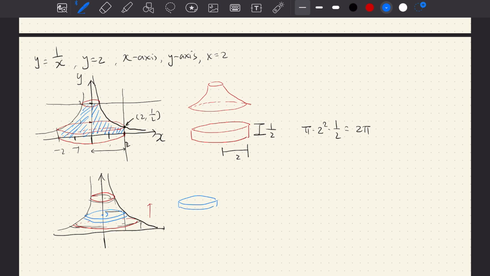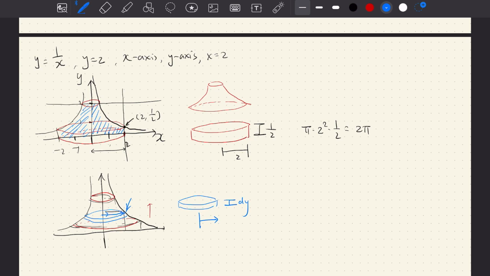first, because we're cutting this solid along the y-axis, the height here should be dy, right? And then here you have a cylinder-like disk. So we want to find the radius of this disk. To find it, you have to go back to the Cartesian plane, where you see that the radius of this disk is actually the x-coordinate of this point, right?